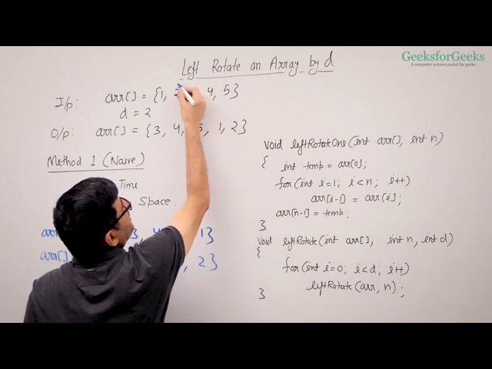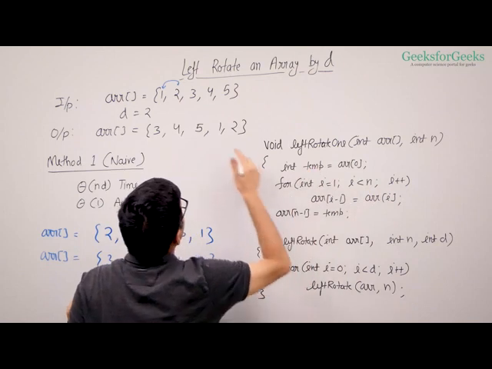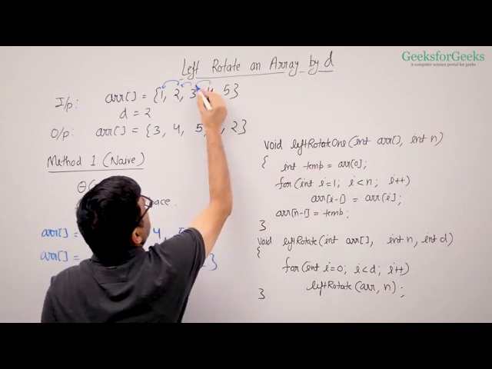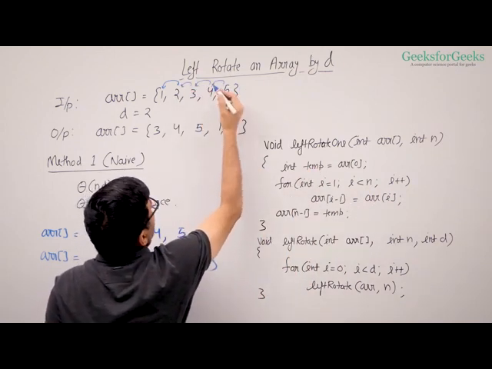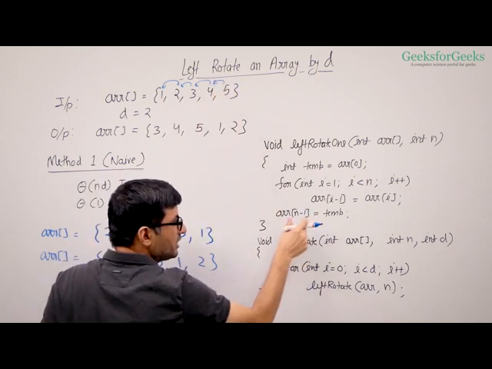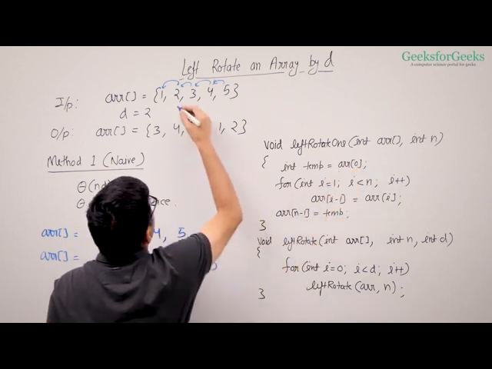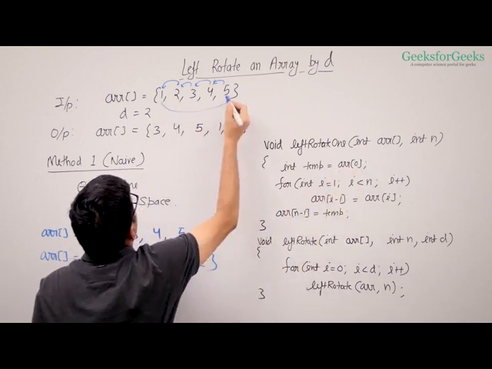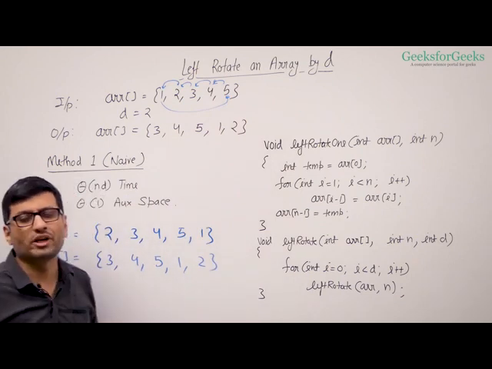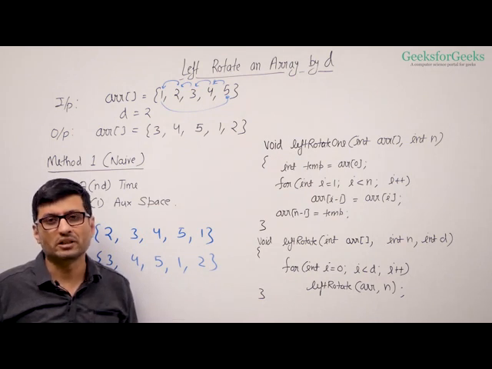So the second element is here. This copies this to here. Array[i minus 1] equal to array[i]. This to here, this to here, this to here, and there's nothing after it. So at the end, it copies the temp element, which is the first element, to the end. So this element is copied to here. That's how left rotate by 1 happens. And if we call it d times, we get the left rotate by d.